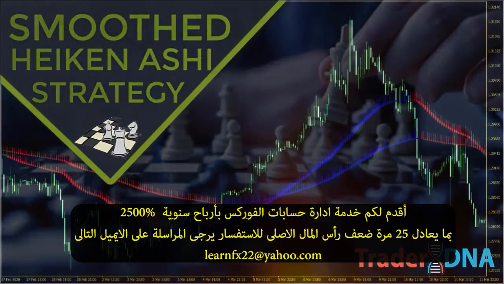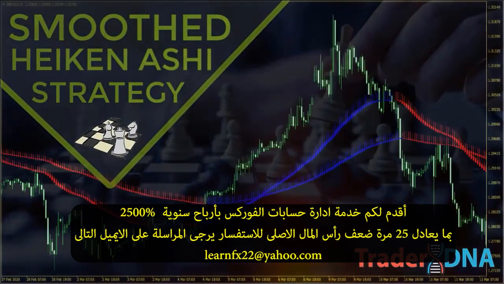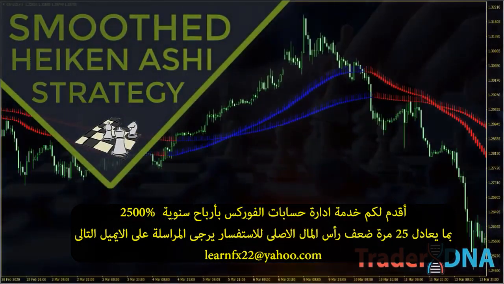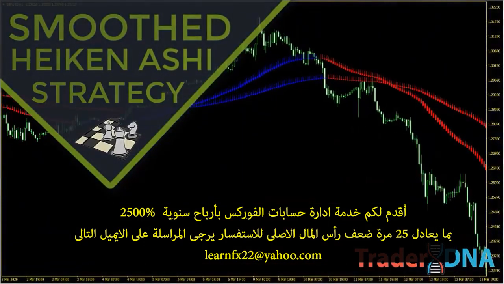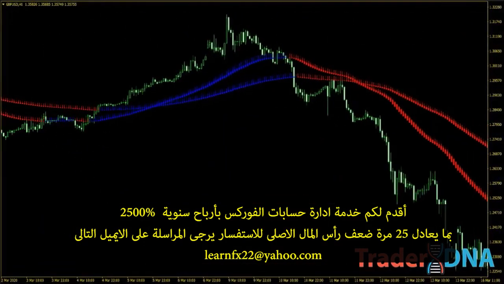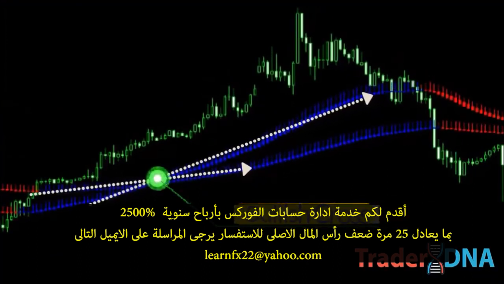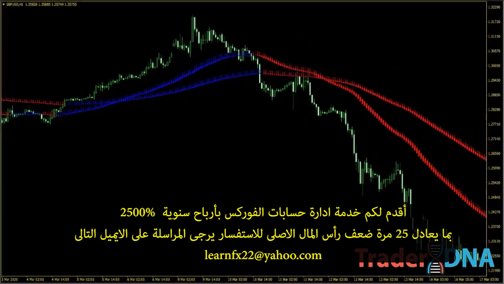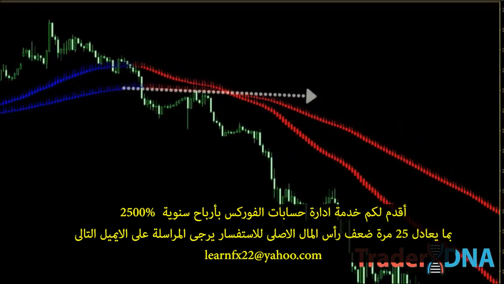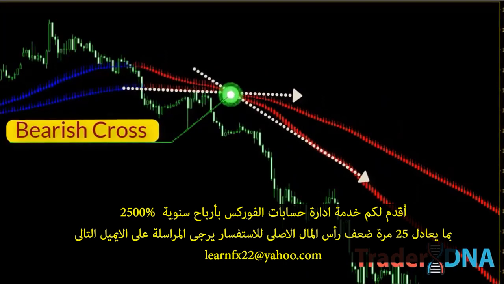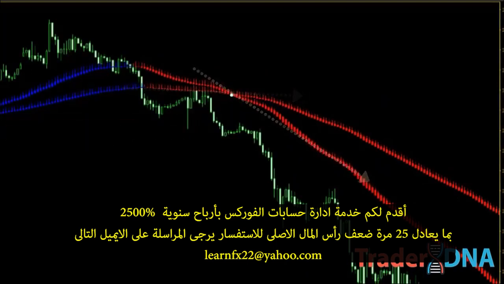Smooth Heikin Ashi trading strategy. When making use of multiple smooth Heikin Ashi, you might have the idea to trade when the lines will cross. A bullish cross is identified when the short-term smooth Heikin Ashi crosses above the long-term smooth Heikin Ashi, while a bearish cross represents the short-term smooth Heikin Ashi crossing below the long-term smooth Heikin Ashi. This is a wrong approach.